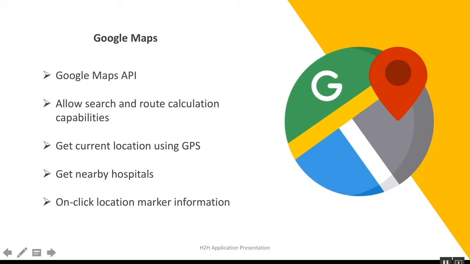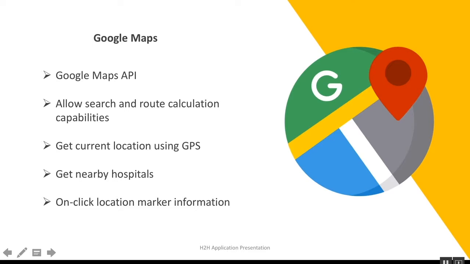Hi, my name is Alexander Malee, and my student number is 103491189, and I'm going to talk about the Google Maps API, which we implemented in the H2H application. We use this to get directions, locations, time, and distance for the user of their destinations.